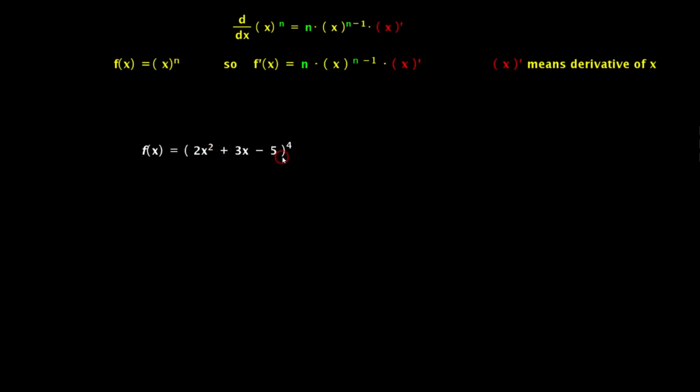It's a very important example. It's the same example I've picked up from the previous page. Chain law is compulsory. Otherwise, we have to write the whole parenthesis times itself 4 times. It will be a very, very extremely big work.